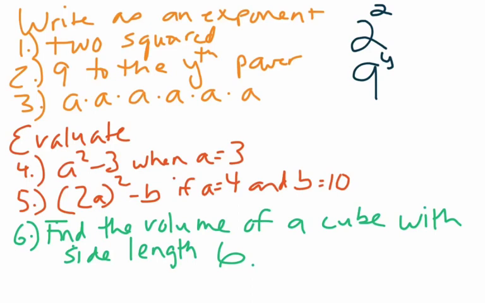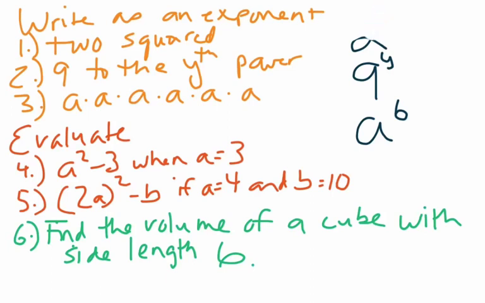And then for the third one, you pretty much need to count how many a's you have there. So we have 1, 2, 3, 4, 5, 6, and so that would be a to the 6th power. So if you got any of those wrong, make a correction. And if you let that y-th power throw you off, just take some encouragement that you don't want to let that throw you off.